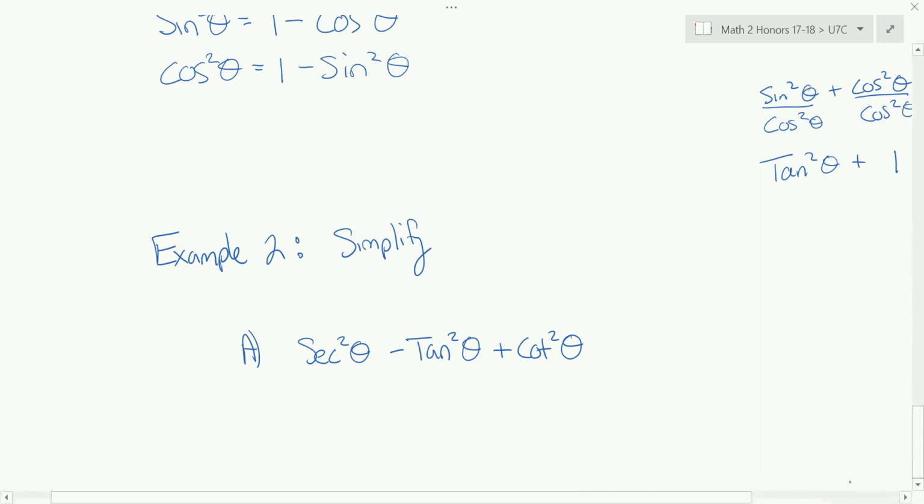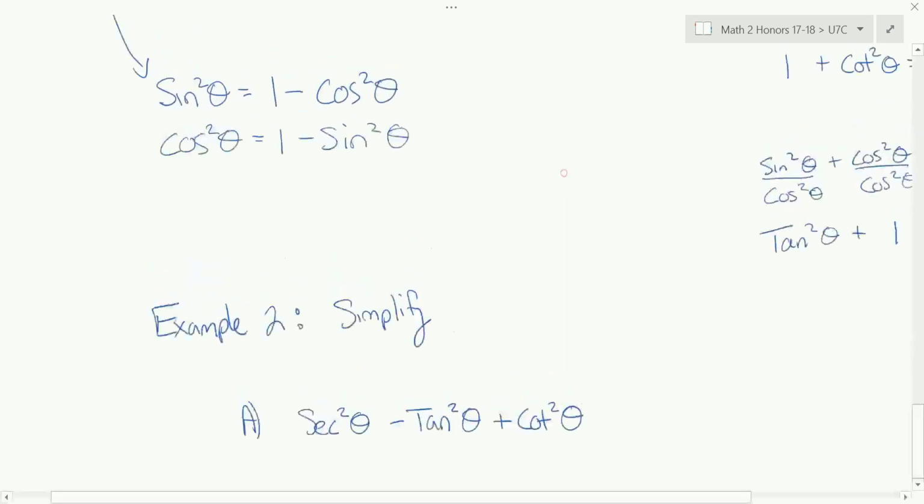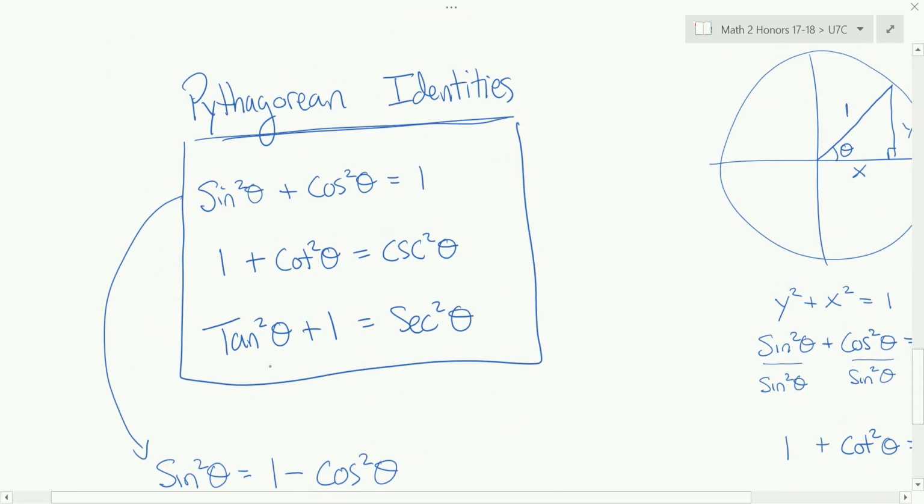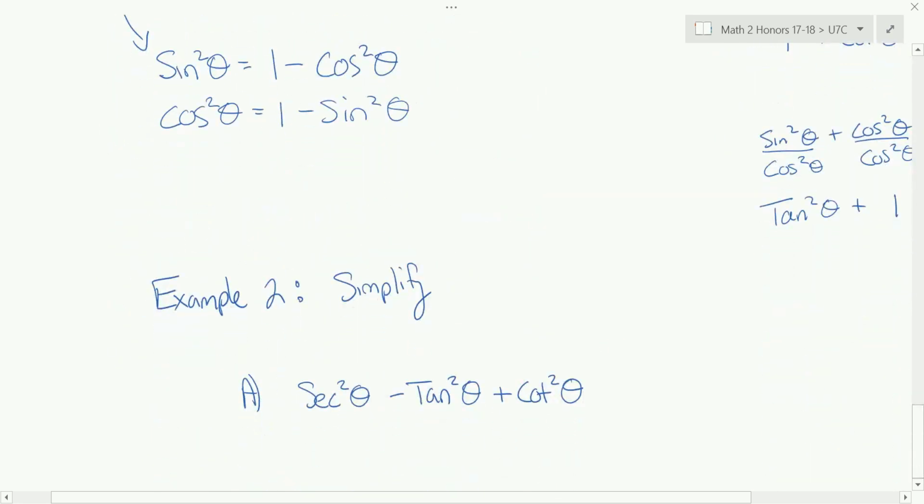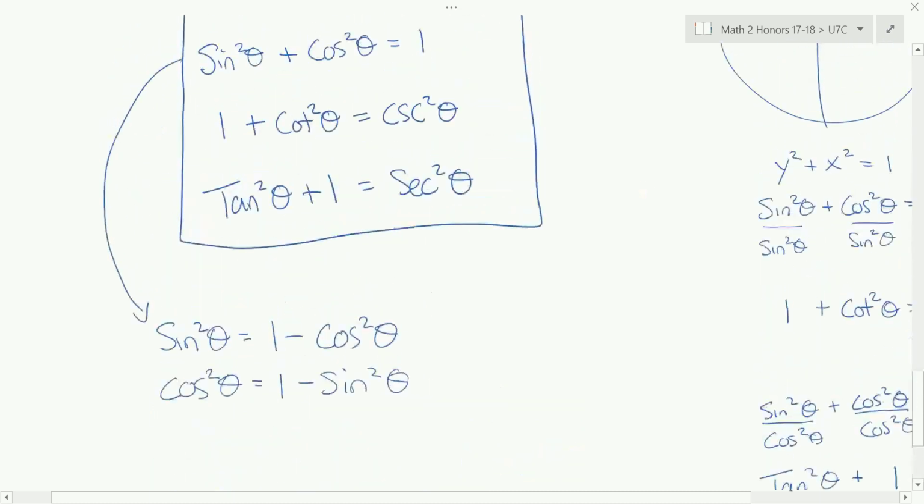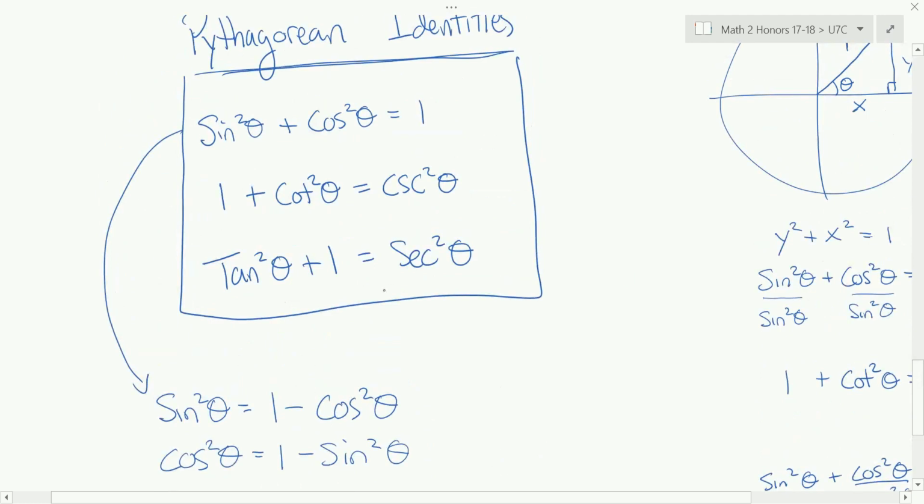Anybody see one that would work? Yeah. Okay. So notice we got tangent squared plus 1 equals secant squared, and that's got tangent squared and secant squared. And here I have a tangent squared and a secant squared, right? So if I rewrite this one, I can rewrite it as 1 equals what?